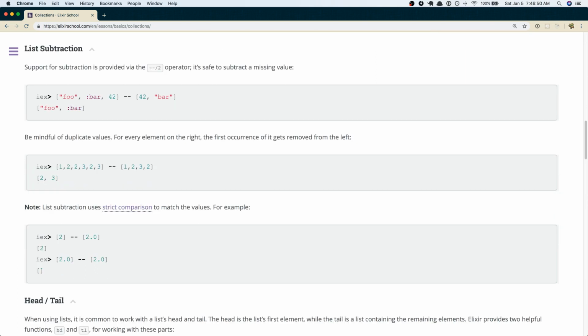List subtraction. Support for subtraction is provided by the -- operator. It's safe to subtract a missing value. Be mindful of duplicate values. For every element on the right, the first occurrence of it gets removed from the left.